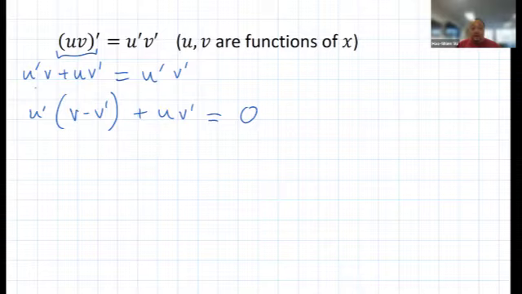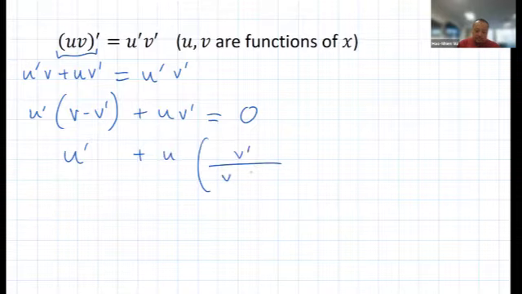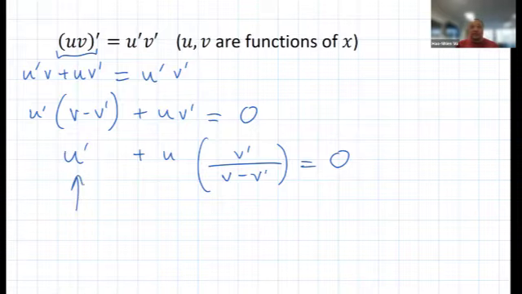So far, all I've done is algebra. And I want to isolate the u prime, so I'm going to divide both sides by v minus v prime. I have u prime plus u times v prime divided by v minus v prime equals 0. This is an equation where the unknown is not just a variable, but a function. And that function came with its derivative, i.e. its differential. And therefore, this is a differential equation. We call this a first-order linear equation. And there's a standard way of solving this.